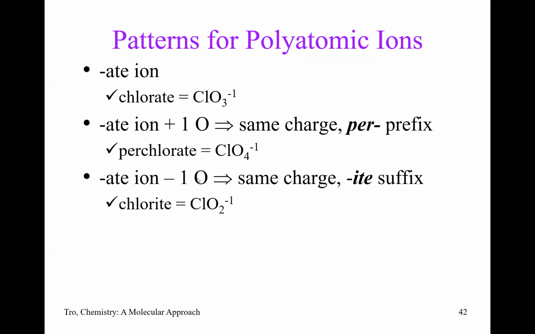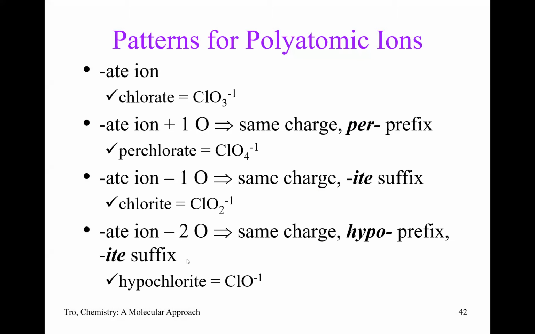Same, but in the opposite direction. If there's one less oxygen, it's -ite instead of -ate. So chlorate becomes chlorite. If it has two less oxygens, then it becomes hypo-, and you keep the -ite. So it was chlorate, then chlorite, and with two less oxygens, it's hypochlorite.